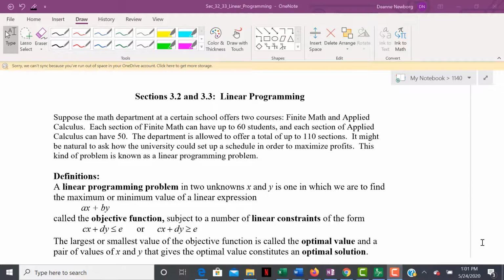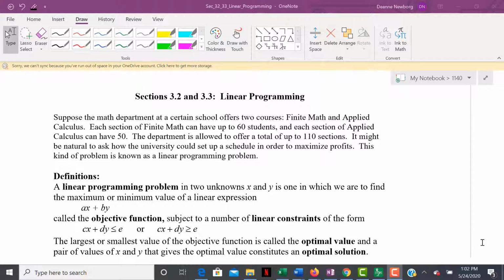I'm putting sections 3.2 and 3.3 together. In 3.2, we'll be doing a lot of what we did at the end of 3.1, but with word problems. So we'll be setting up linear inequalities and then graphing the feasible region.